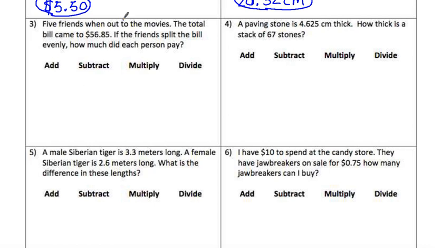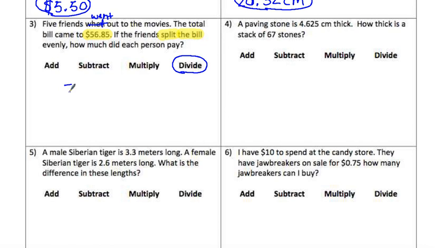5 friends went out to the movies. The total bill came to $56.85. If the friends split the bill evenly, how much did each person pay? Well, let's look and see if we can find that operation word. This is all the information, and it is asking if the friends split the bill. Well, right there, split tells us that we need to divide. So we're going to divide the bill because it says split the bill. And the bill was $56.85. So we're going to split the bill.